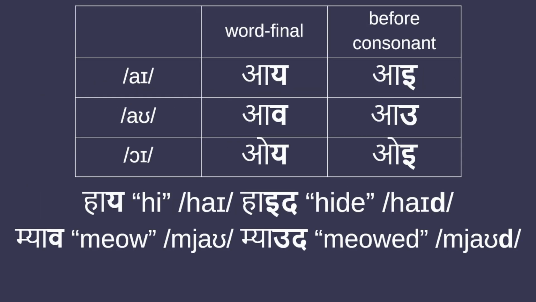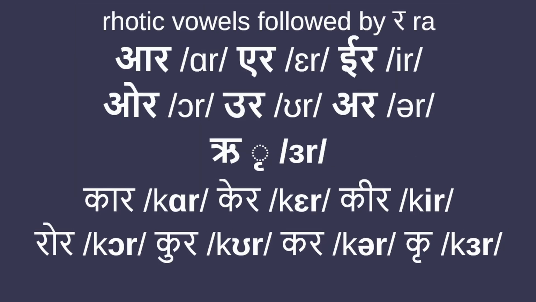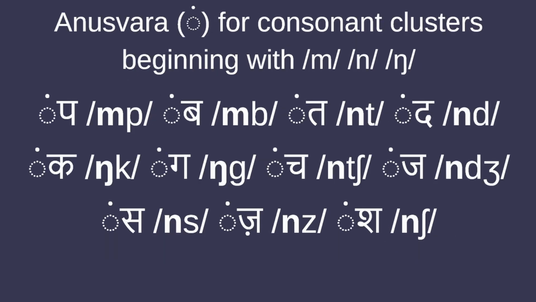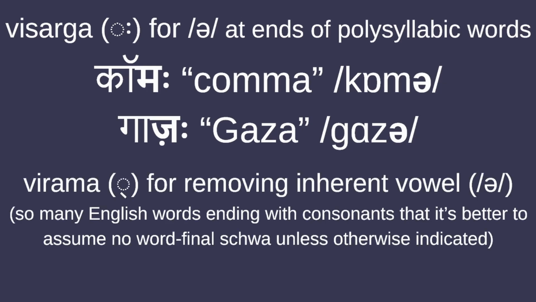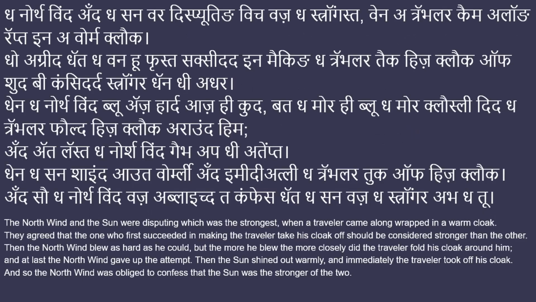Diphthongs are written as their monophthong equivalents, followed by ya or wa at the end of words, but in the middle of words are followed by short i and u. Rhotic vowels are written with the plain vowels followed by ra, though with the syllabic r vowel repurposed for English. On this vara can be used for consonant clusters beginning with nasals, and I'm repurposing sarga to represent explicit schwa at the ends of polysyllabic words. While there is a marker for getting rid of the inherent schwa, there are so many English words ending in consonants that it would be cumbersome, so it's best to have word final consonant letters represent no schwa after them. Here's North Wind of the Sun again, but with English Devanagari.